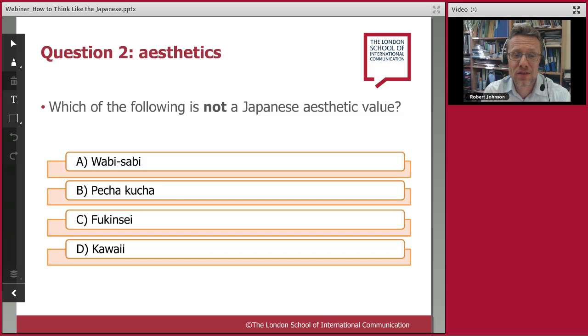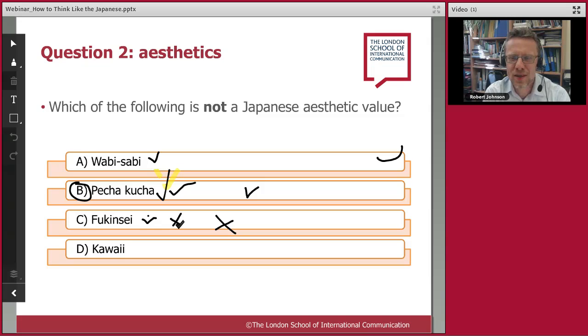Have a guess, which of these do you think is not a Japanese aesthetic value? And if anyone wants to, give their cultural knowledge and define these, then feel free. I can see some ticks coming up there. Yep, you can circle it, I don't mind.